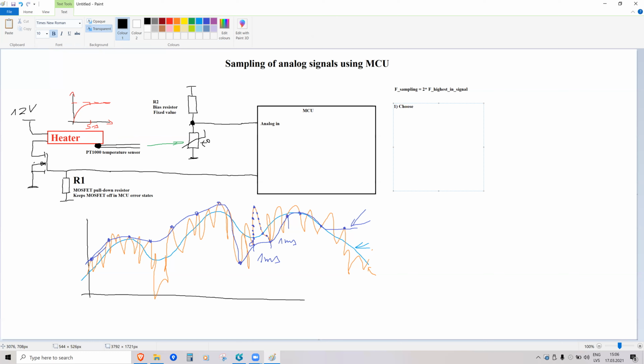Choose sampling frequency based on your valuable signal. So you choose the sampling frequency based on your valuable signal, which is the signal that you want to measure, which is just temperature, not the temperature plus all of the noises that come on top of it. For example, 10 samples per second.